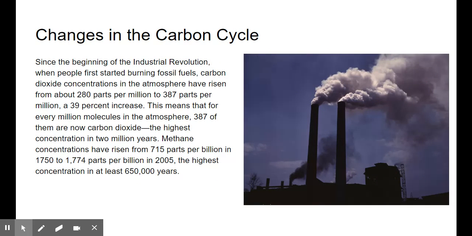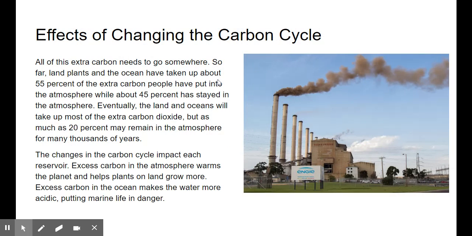Since the beginning of the Industrial Revolution, when people first started burning fossil fuels, carbon dioxide concentrations in the atmosphere have risen about 40%. This means that for every million molecules in the atmosphere, around 387 of them are now carbon dioxide. Okay, it's the highest concentration we've ever had. Methane has also been on the rise, and we're putting a lot of not great stuff in our atmosphere.